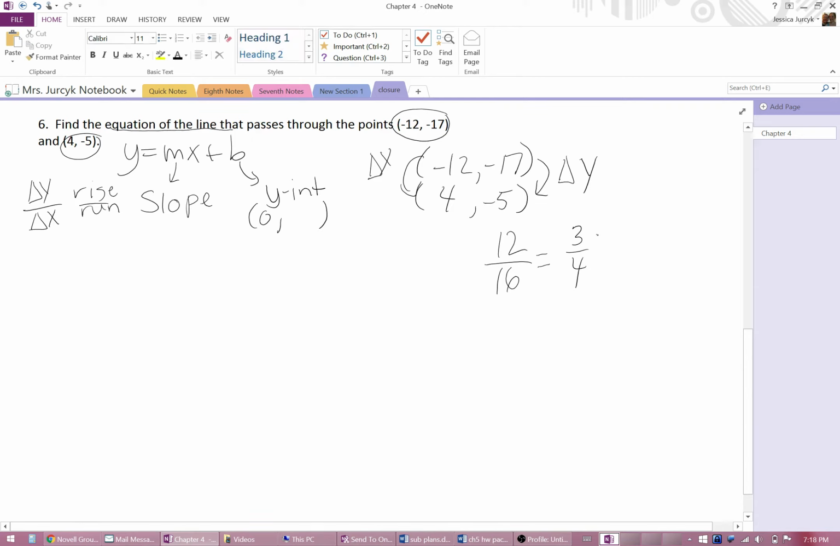You can backtrack and check your answers and make sure you simplified right, just by multiplying it back in. So 3/4 is the slope, the m.